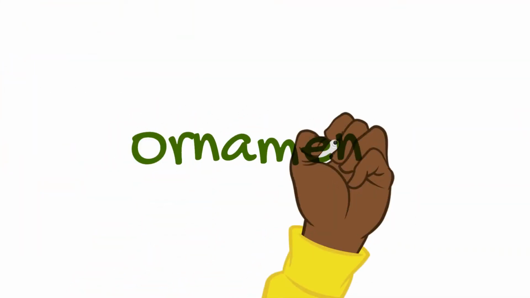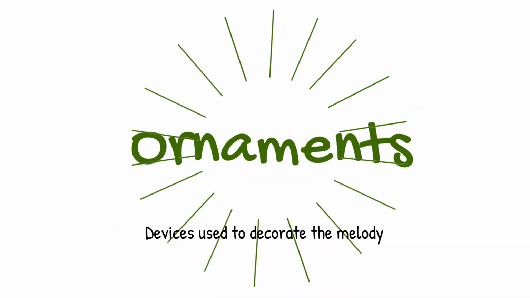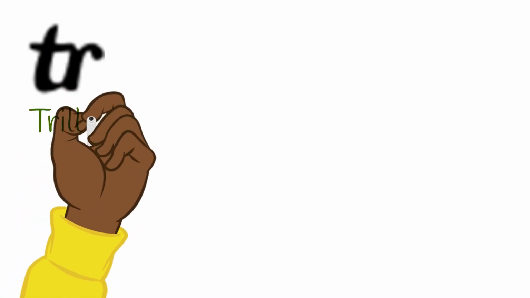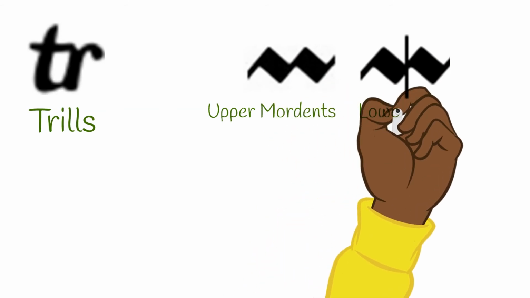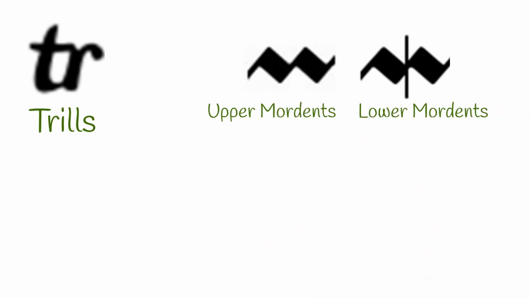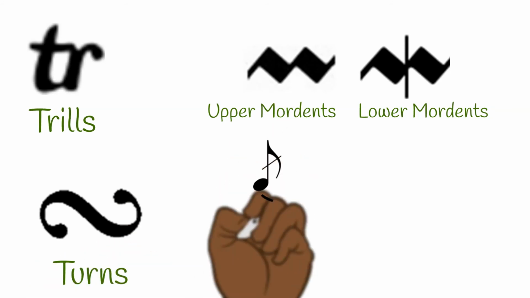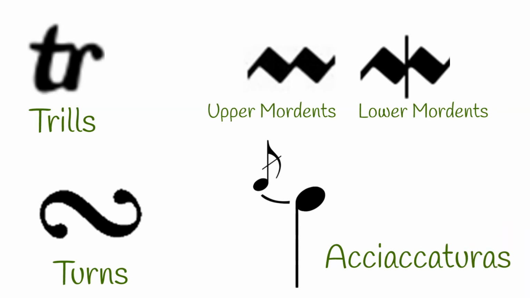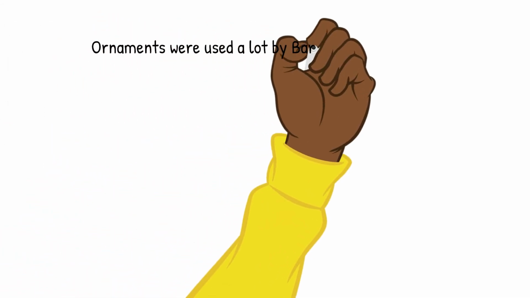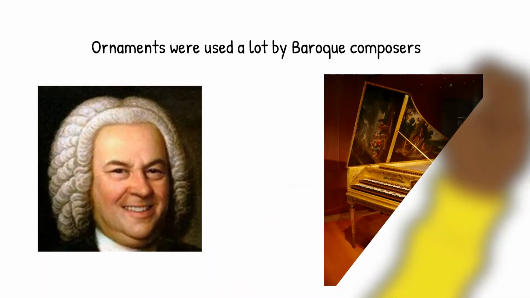And finally, ornaments. Ornaments are devices used to decorate the melody. Ornaments include trills, upper and lower mordants, turns, and acciaccaturas. Ornaments were used a lot by Baroque composers because of the limitations that the harpsichord had.